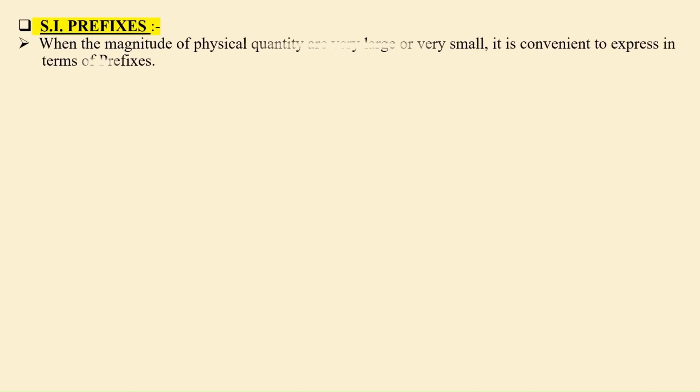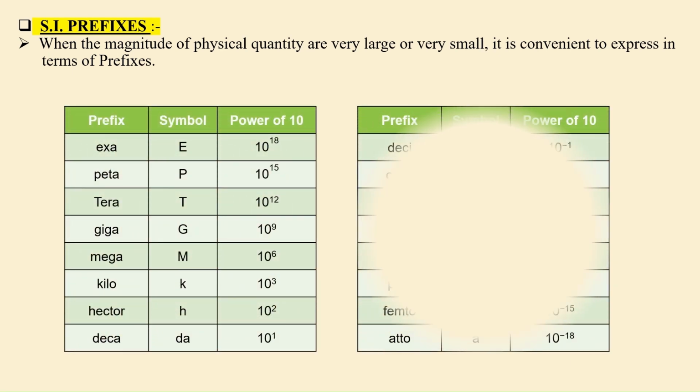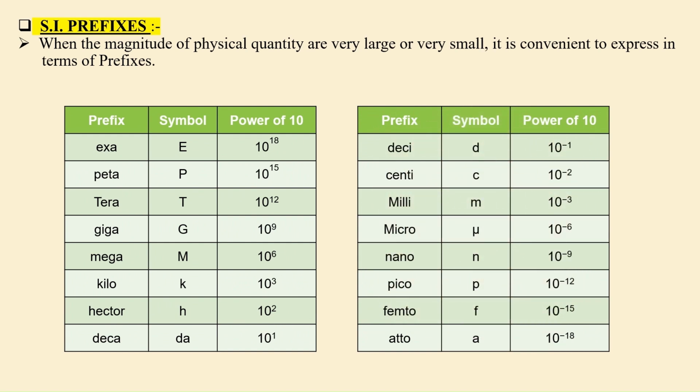SI prefixes. When the magnitude of a physical quantity is very large or very small, it is convenient to express it in terms of prefixes. Exa 10 to the power 18. Peta 10 to the power 15. Tera 10 to the power 12. Giga 10 to the power 9. Mega 10 to the power 6. Kilo 10 to the power 3. Hecto 10 to the power 2. Deca 10 to the power 1.